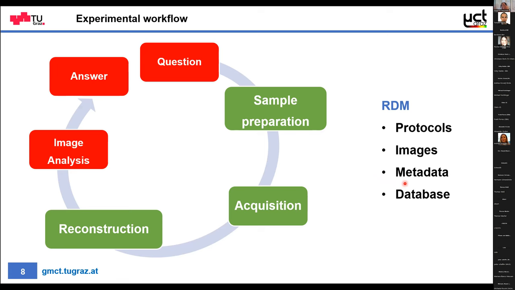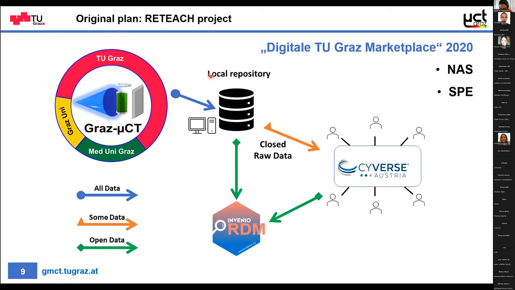Lucky for us, we started the RDM administration one year in advance. So we applied for the Digital Transformation marketplace in 2020 with the so-called RITISH project. And we got from this project a repository, and most important, a student project employee who really designed all the previous workflow and all the protocols and scripts to do our research data management.